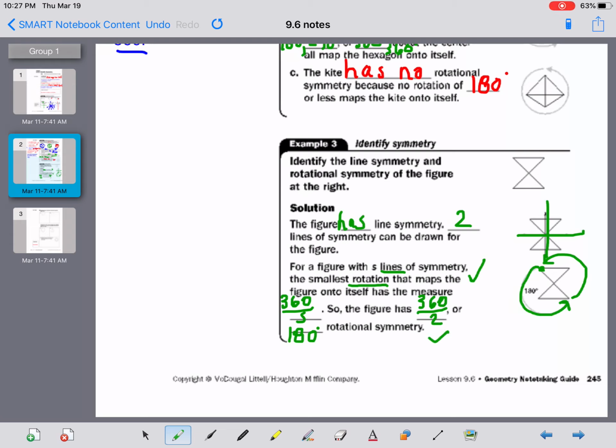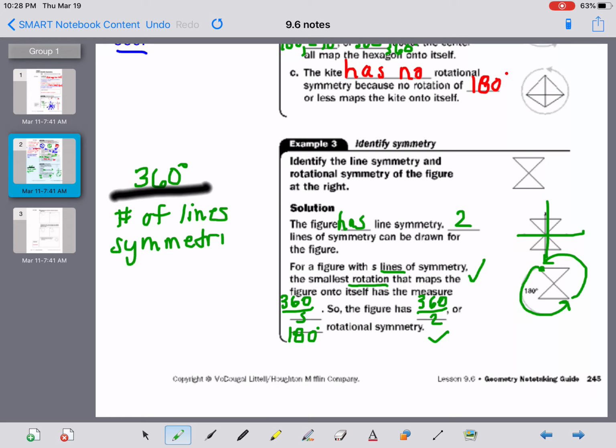So just kind of a recap of what this is telling me I can do. I can take 360 and divide it by my number of lines of symmetry. And that will equal the angle of rotation. So if you're having trouble finding or saying what would be my angle I want to rotate, if you can draw lines of symmetry first and take 360 divided by that number, then you'll also find the angle of rotation.